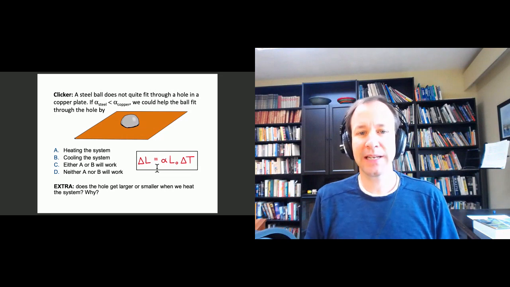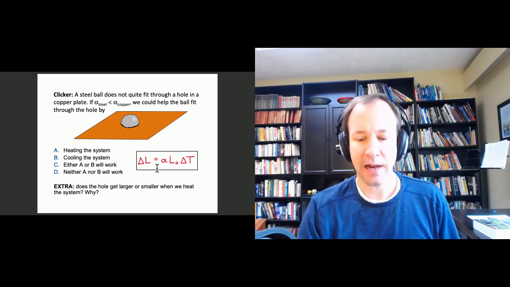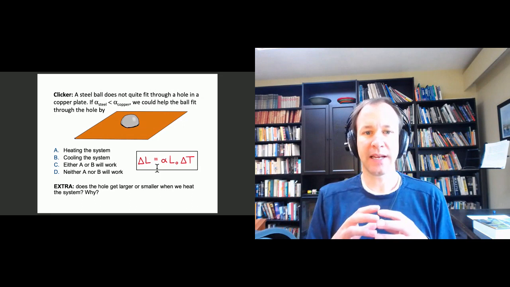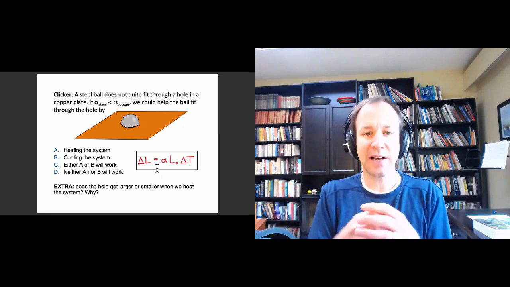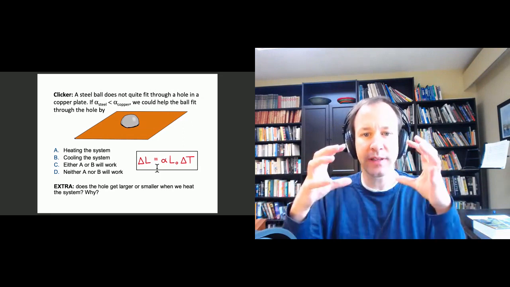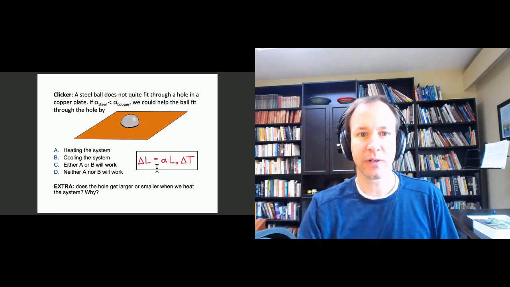So now we're pretty convinced that the copper is going to expand more when we heat it, and that the steel ball will fall through. If we chill it down, then the copper is going to contract more than the steel ball, and so that's not going to work.